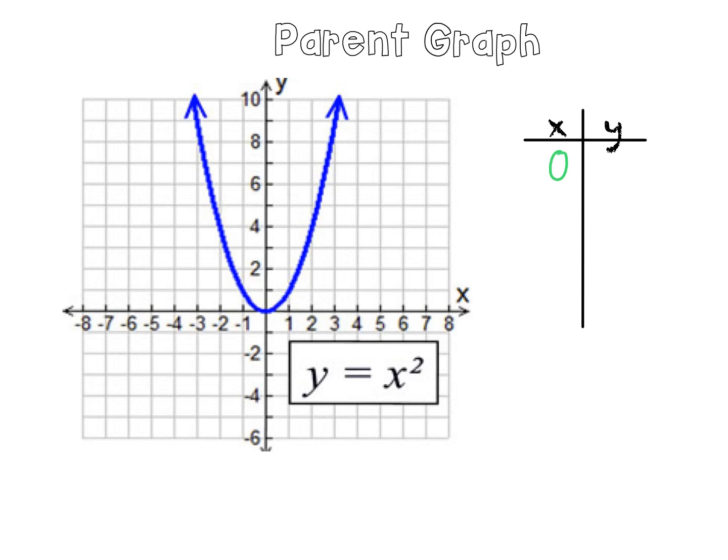So 0 squared is 0. And if you notice, that is a point on the graph. Then I like to do 1, and 1 squared is 1, which is also a point on the graph. And then I like to do 2, and 2 squared is 4, also on the graph, and 3, and 3 squared is 9, also on the graph.